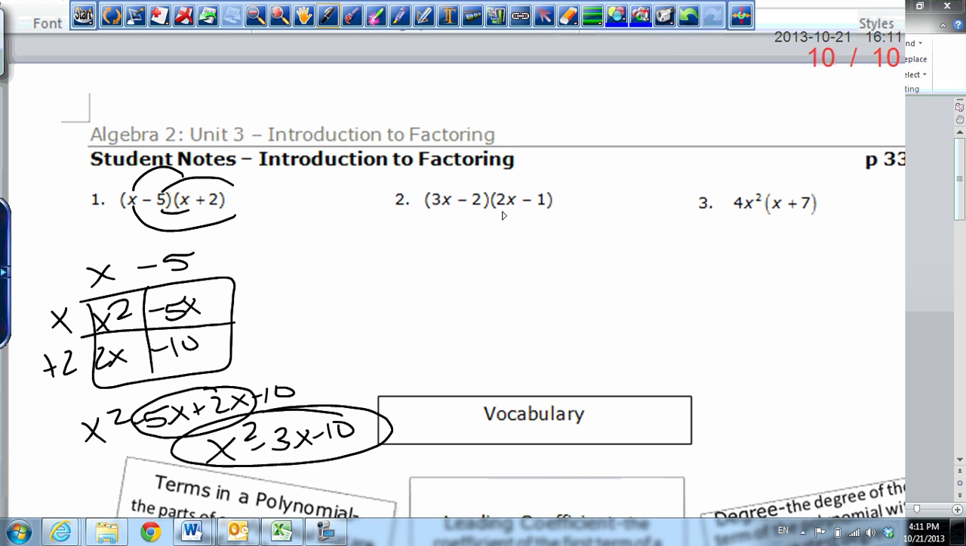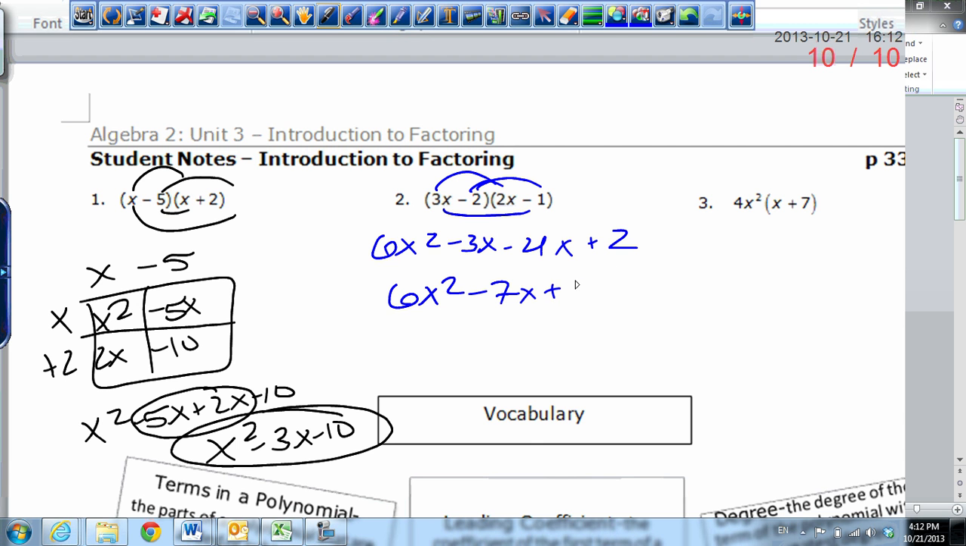Same thing with number 2. I'll go ahead and do FOIL here. 3x times 2x is 6x squared. Outside, 3x times negative 1 is negative 3x. Inside, negative 2 times 2x is negative 4x. And the last, negative 2 times negative 1 is positive 2. Add like terms, so 6x squared minus 7x plus 2.